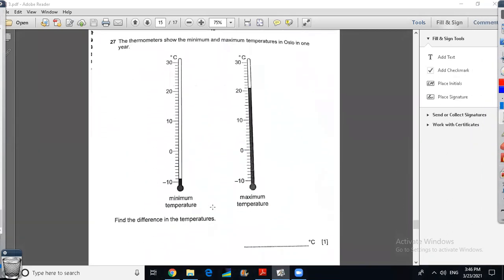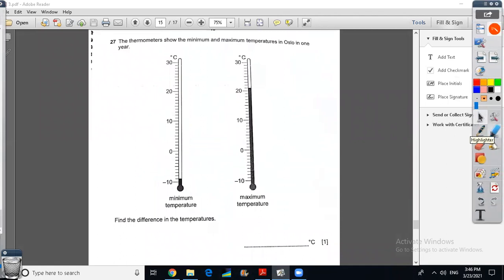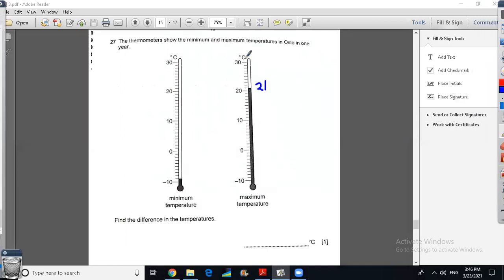That's a really long test. The thermometers show the minimum and maximum temperatures in Oslo in 1 year. So this is 21. Between 20 and 30, there are 10 parts, so each one is 1 degree. So this is 21 degrees. I can see that some of you are saying that this is negative 11. Sorry, it's closer to 0. It's going up. From negative 10, it's negative 9, negative 8, negative 7, and so on until you go to negative 1, and then 0. So this is negative 9. It is not negative 10. From 0, we go down negative 1, negative 2, negative 3 until negative 9. Then negative 10 is below it. So this is negative 9.